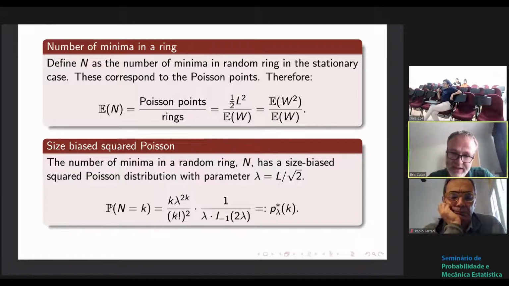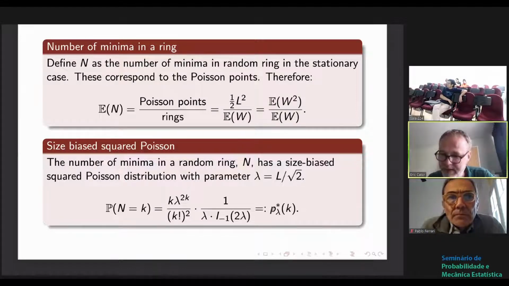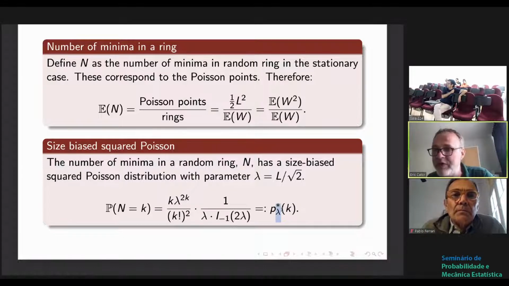So this N, what does it mean? I'm sorry, I have to maybe repeat what size bias means. It means that the probability gets weighted by the number of points. So here's the Poisson squared probability, and you multiply it by K, and then you get the size bias distribution. And of course, you have to divide by the expectation of W to make sure that it still sums to 1. And we call this P star. So we had P of lambda, now we have P star of lambda, which is this size biased squared Poisson distribution. And the conjecture is that if you look at the stationary case and you look at these rings, then the number of minima in these rings follow this size bias distribution.